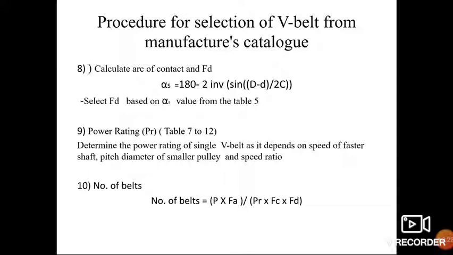Fc is the correction factor due to the angle of wrap, and Fd is the correction factor for the pitch length. So how to calculate or how to choose those Fa, Fc, Fd, that we have seen. In the next lecture we will see the procedure for selecting a V belt from the manufacturer's catalog.